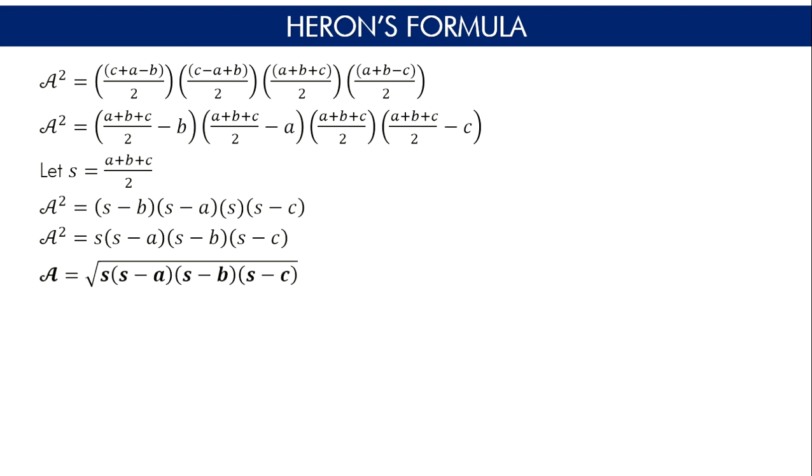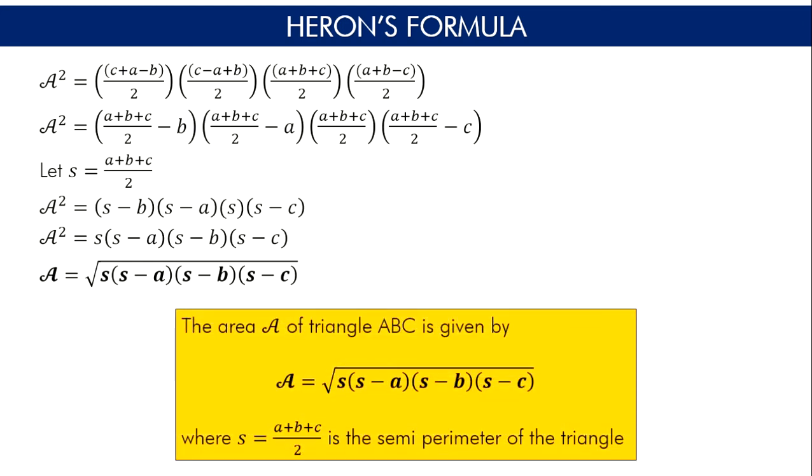Since we are after the area, it's positive. Okay, let's have the positive root. So now, for the formula of Heron's, we have the square root of s times the quantity of s minus a times the quantity of s minus b times the quantity of s minus c, where s is a plus b plus c all over 2, or known as the semi-perimeter of the triangle.